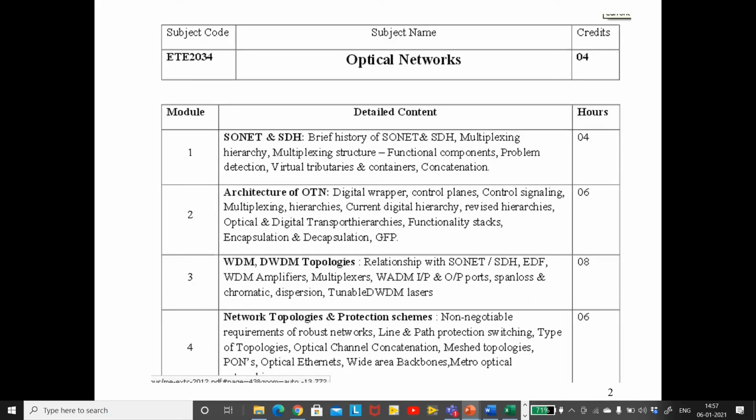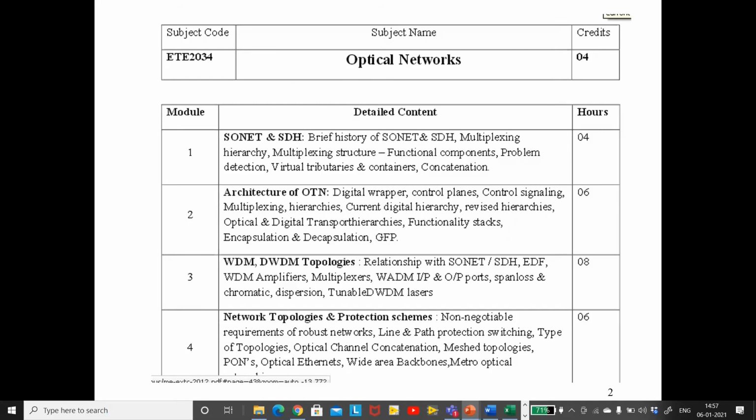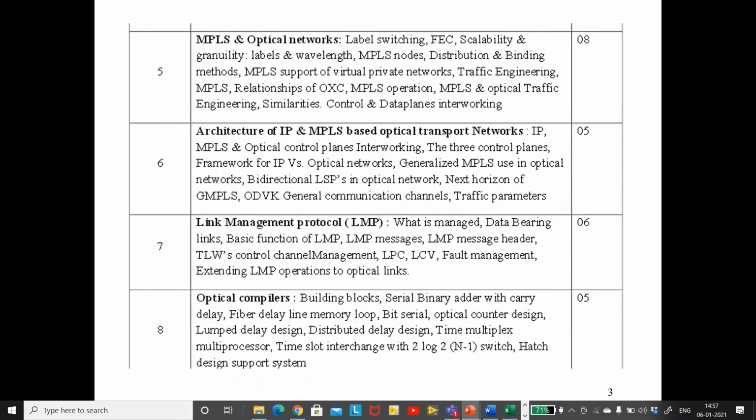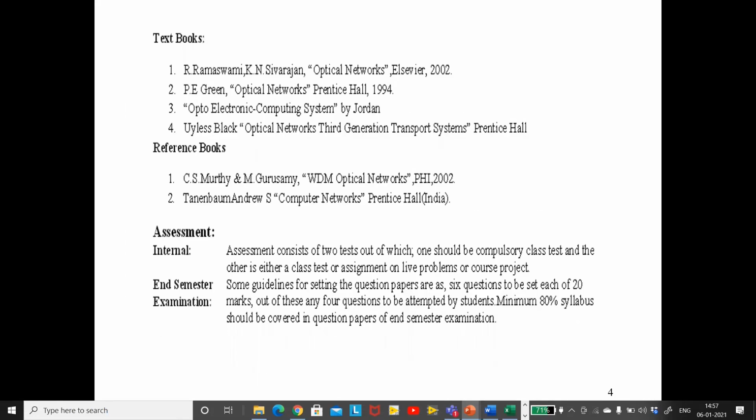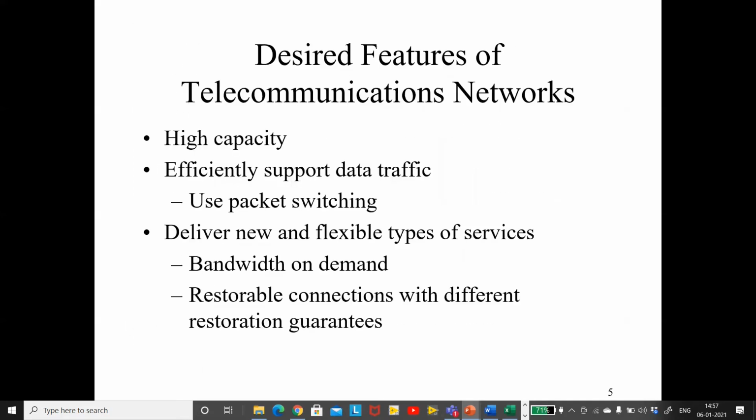I will be taking this first thing that you see, which is SONET and SDH, which is a part of your syllabus, and network topologies. Okay, so relationship is SONET, SDH, multiplexers, all this I'll be taking. Couplers, and this last one.